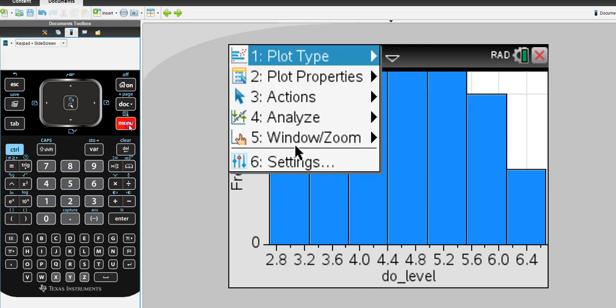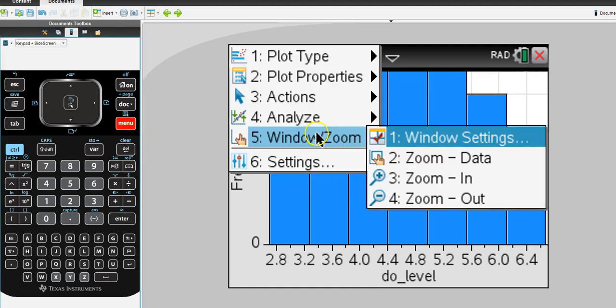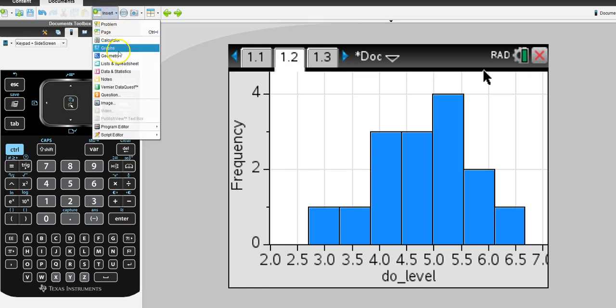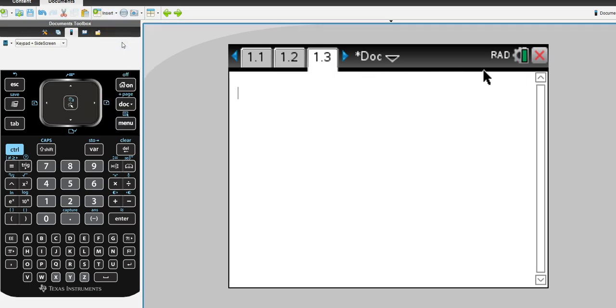And go to menu and zoom data. Okay, so looking at this, it looks to me that the histogram of the data is fairly unimodal and symmetric, no obvious skew or outliers. Therefore, the conditions are met to use a t-test for this hypothesis test. So I am going to insert a calculator page and run the t-test now.